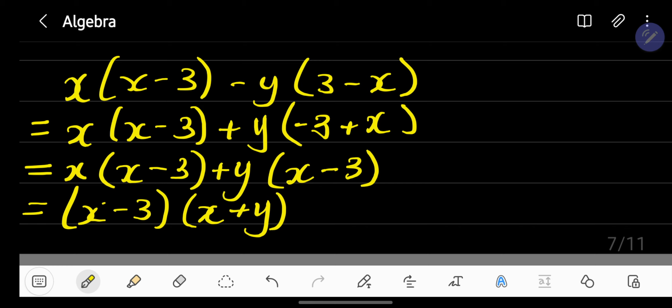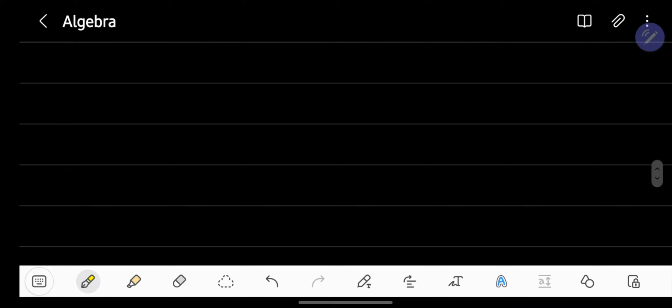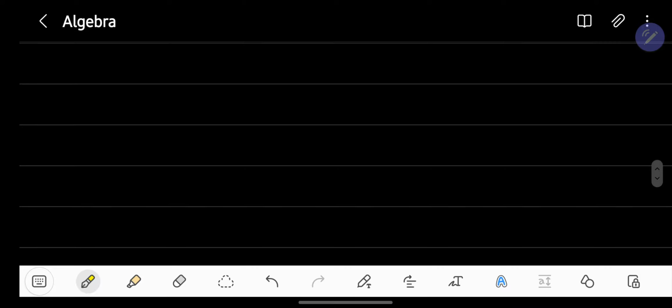Now let's take something again. Remember, we are doing the sign change. Sign change helps us to get the common factor, especially where we have factors which are similar but not the same. Let's take this one quickly.